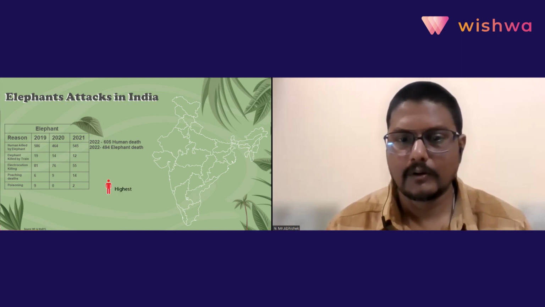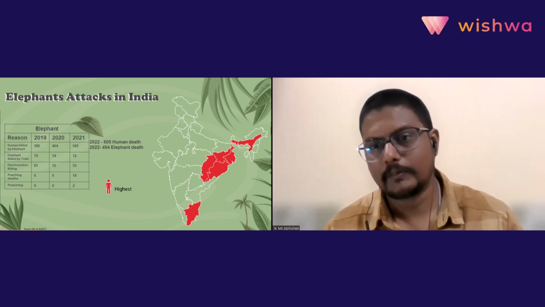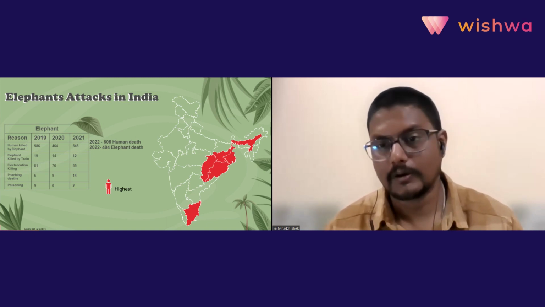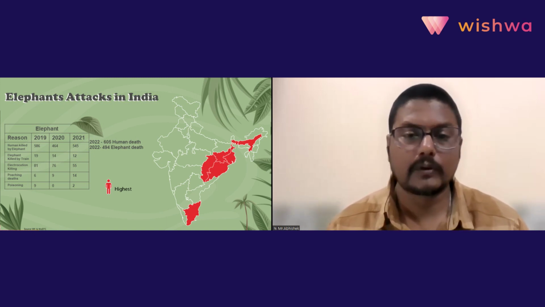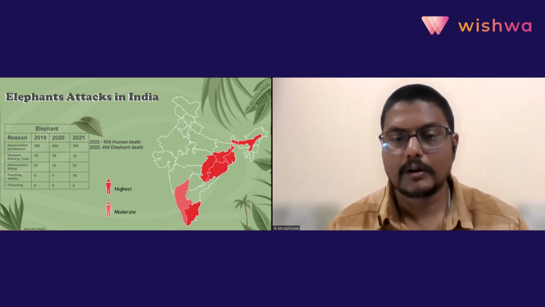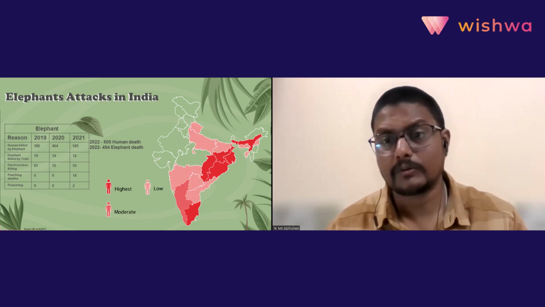But the highest number of fatalities are in Assam, West Bengal, Jharkhand, Chhattisgarh, Andhra Pradesh, and some parts of Tamil Nadu. Moderate is Karnataka and Kerala. Low is in Bihar and Uttar Pradesh.